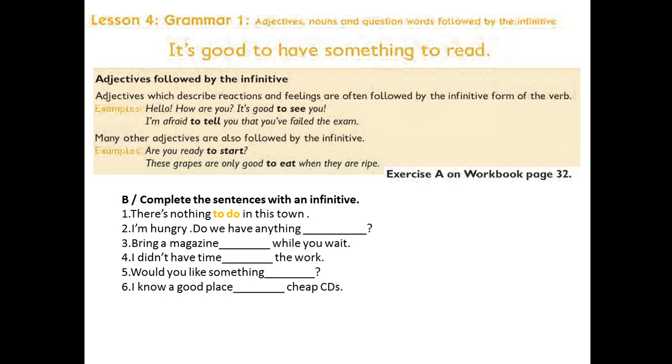Complete the sentence with an infinitive. Number 1, there is nothing to do in this town. This is just an example, okay? Number 2, I'm hungry. Do you have anything? Number 3, bring a magazine while you wait. 4, I didn't have time to work. 5, would you like something? Number 6, I know a good place, cheap CDs.